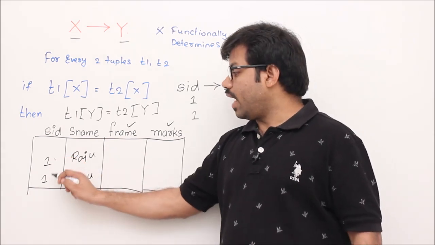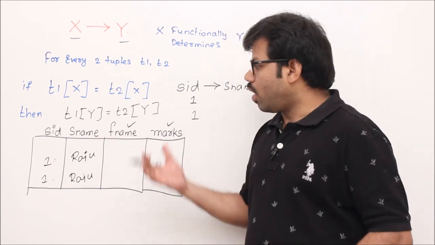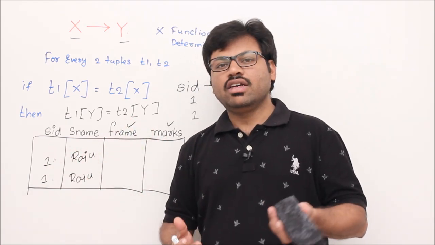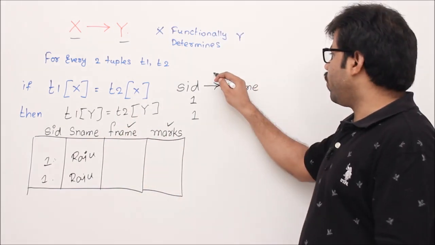That means whenever student ID values agree, names also agree, right? That is the property of student ID here. Then such student ID determines student name. So this is perfectly right.